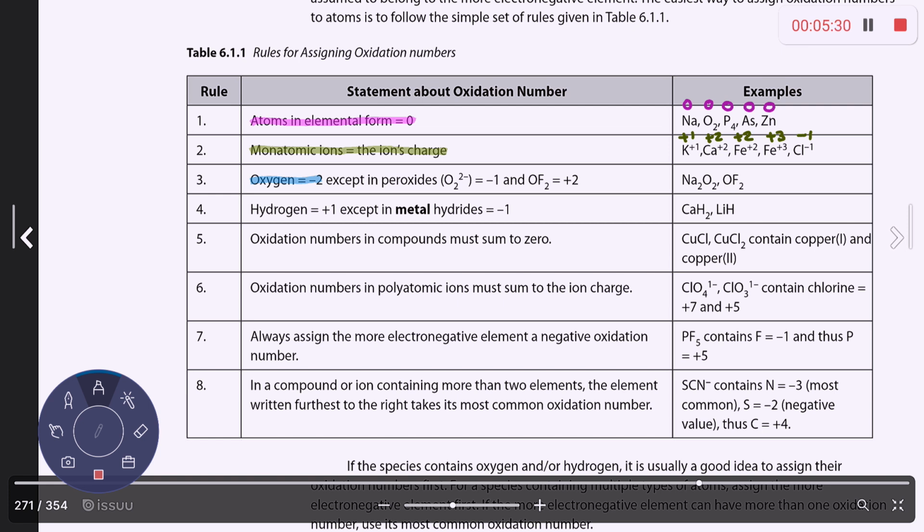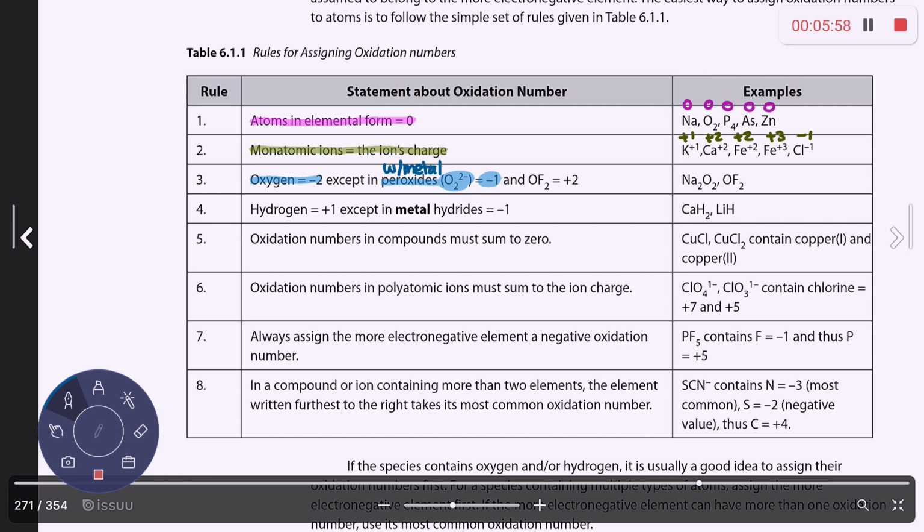There are two exceptions. The first exception is if you have something called peroxide. Peroxide is a polyatomic ion. It's O2 2-, and it has an oxidation number of -1. The only time that you will have peroxide is with a metal. So if this O2 is with a metal, you should be suspicious that it might be peroxide.